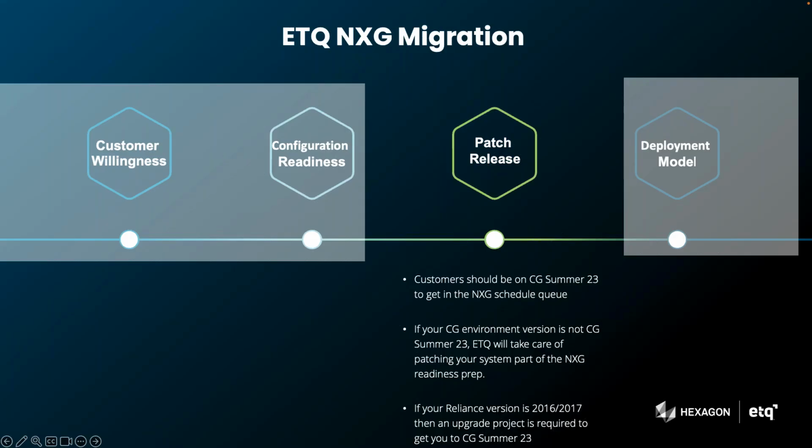If your Reliance is 2016 or 2017, then an upgrade project is required here to get you to CG Summer 23 before we migrate you to NXG. Last but not least is the deployment model.